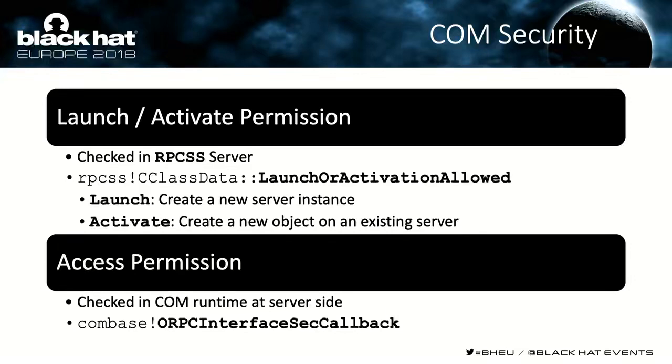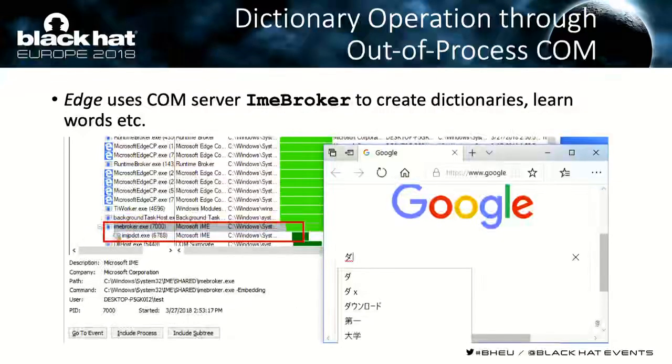Access permission is checked by the COM runtime at the server side. The interface security callback function registered by the COM server is used for checking the client's permission. Microsoft Edge uses an out-of-process COM server called AI Broker to create a dictionary and learn words.